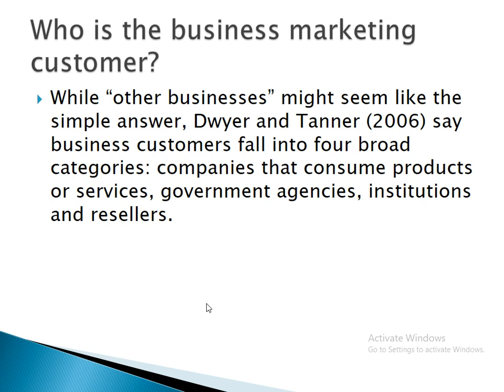The third category is institutions, which includes schools, hospitals, nursing homes, churches, temples, charities, trusts, NGOs, etc. Finally, the resellers consist of various wholesalers, carry and forward agents, brokers, industrial distributors, and so on. So these are the consumers of business marketing.